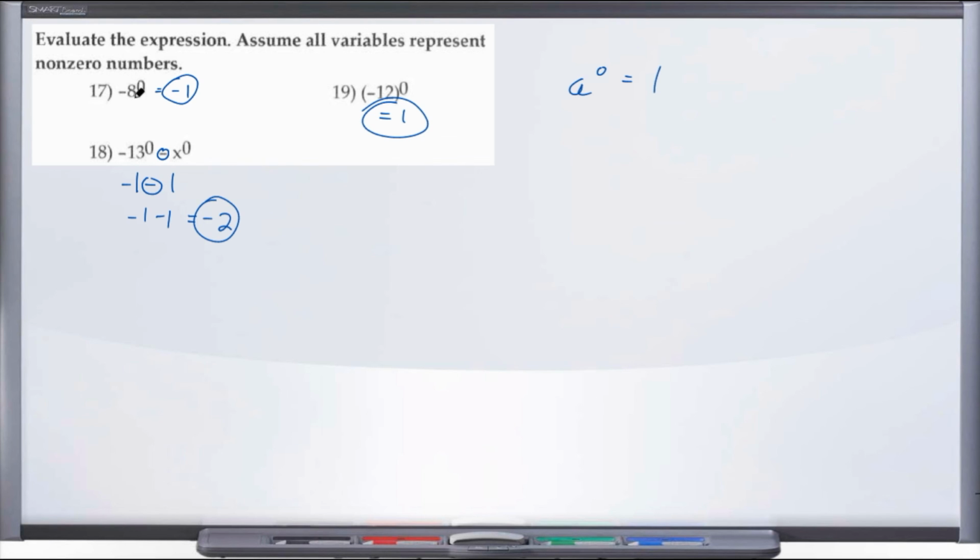And in the case of like 17 and 18, since parentheses aren't being used, that exponent only applies to the number, not the sign. Whereas with 19, since we are using parentheses, this exponent has power over the whole thing. All right, so that was 17, 18, and 19. We'll take a look at the next set of problems in the next video.